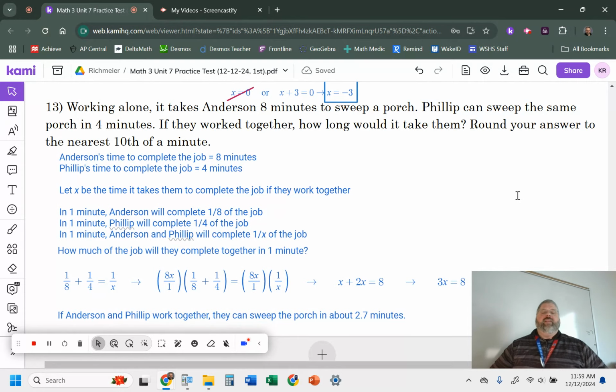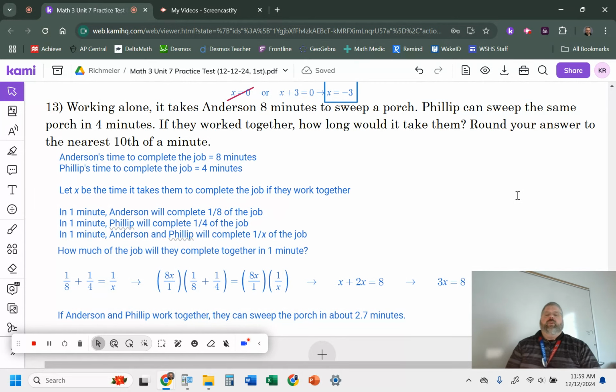Working alone, it takes Anderson 8 minutes to sweep a porch. Philip can sweep the same porch in 4 minutes. If they work together, how long would it take them? Round your answer to the nearest tenth of a minute. That last sentence tells me that I'm going to get something that has either a repeating decimal or goes out quite a ways and then stops. I'm not going to get a whole number.